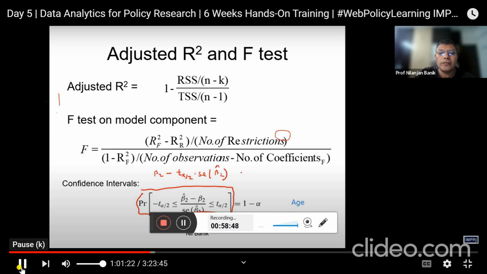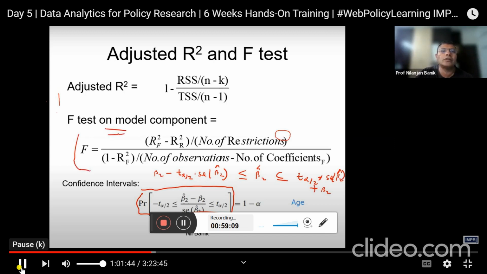As we do it, it will become clearer. I will do it right now. So hang on. T alpha/2 times standard error of beta 2 plus beta 2. Okay, so this is the formula we are going to use.